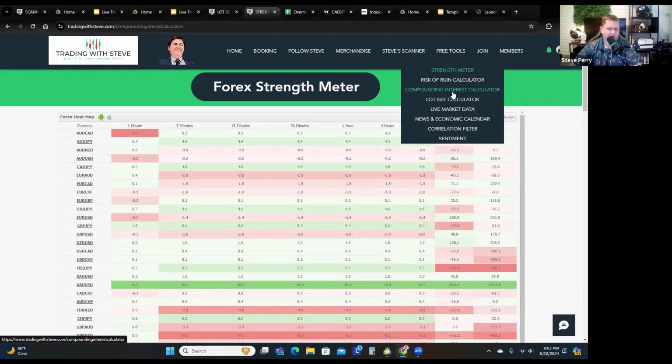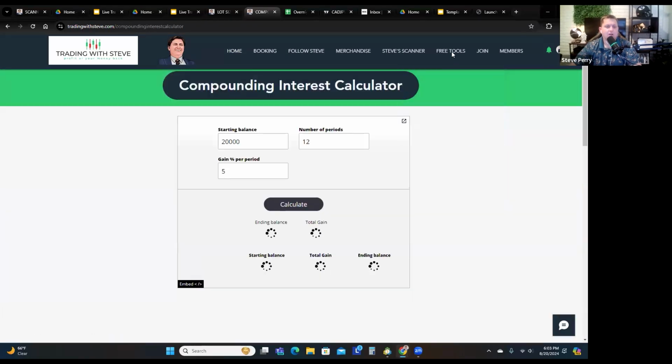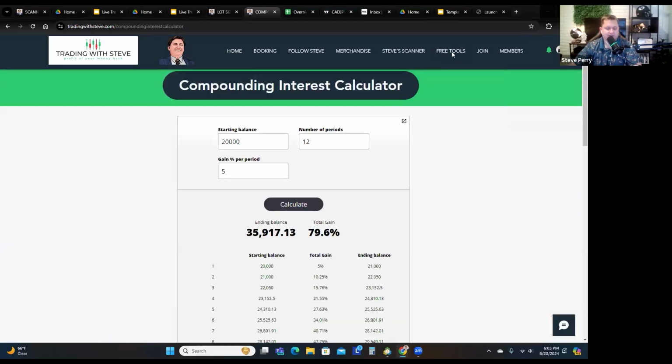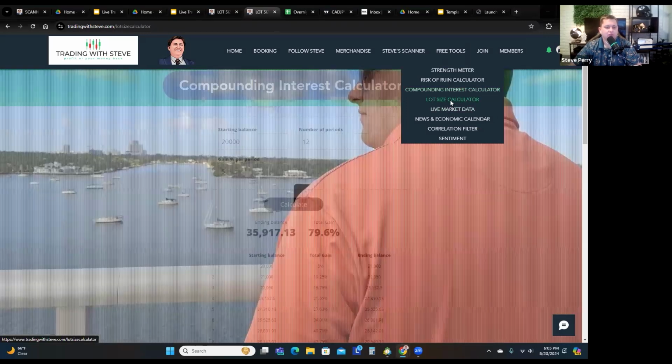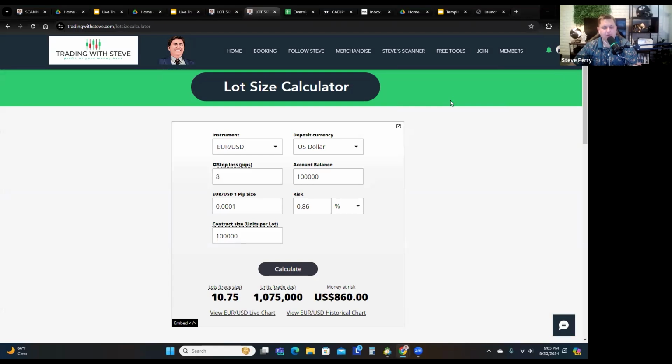I added this compounding interest calculator, which is really cool, very useful if you're trying to project the growth of a strategy over time, which is super awesome. I also added a lot size calculator, so you guys can use that for the overnight trading strategy. We'll probably actually use this together today in the call.